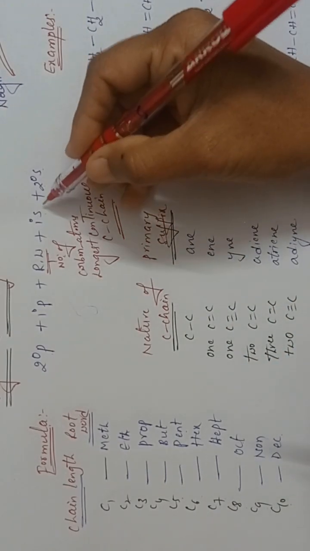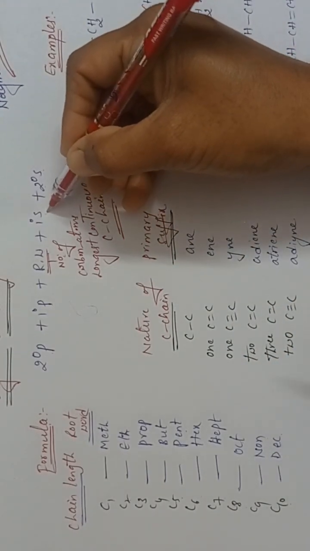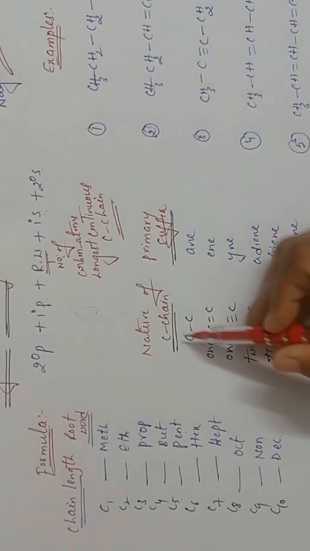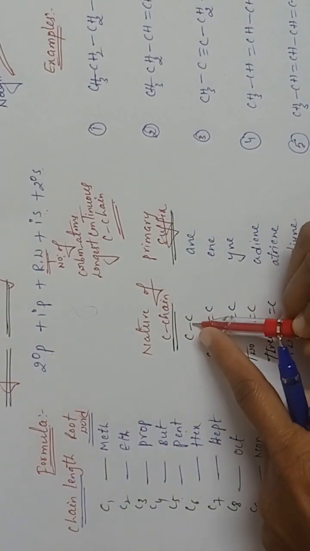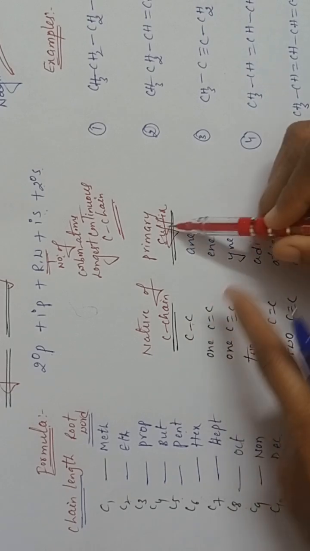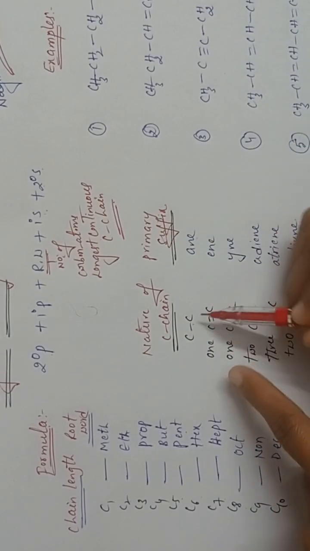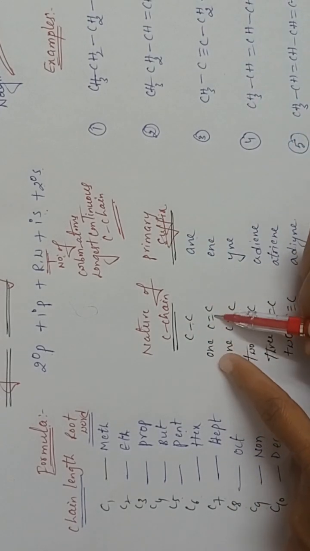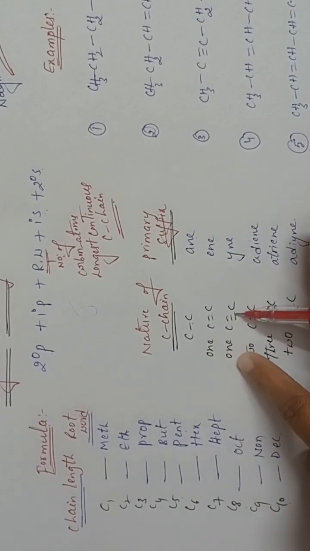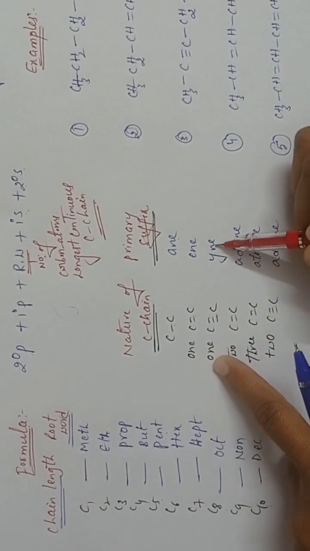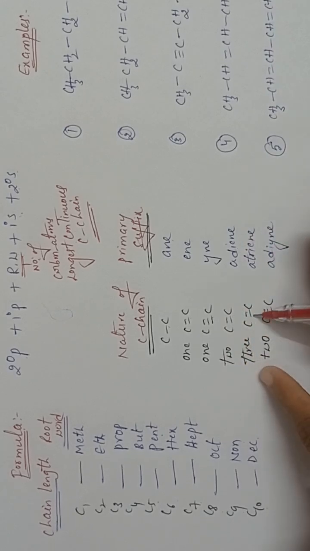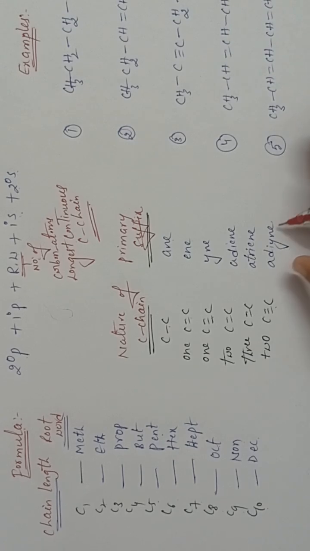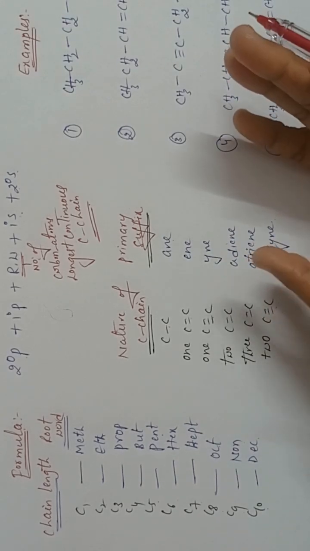Next one, primary suffix. What is the primary suffix, students? If in the given compound all are single bonds, then primary suffix is "-ane". If one double bond is there, "-ene". One triple bond is there in the given compound, you have to follow primary suffix "-yne". Two double bonds, "a"-diene. Three double bonds, "a"-triene. Two triple bonds, "a"-diyne. These are the primary suffixes.